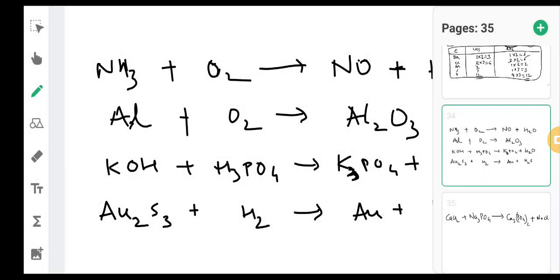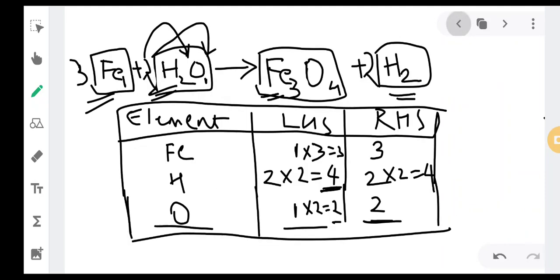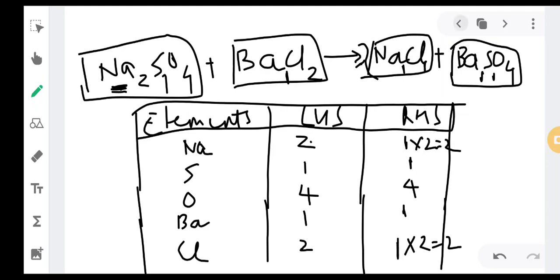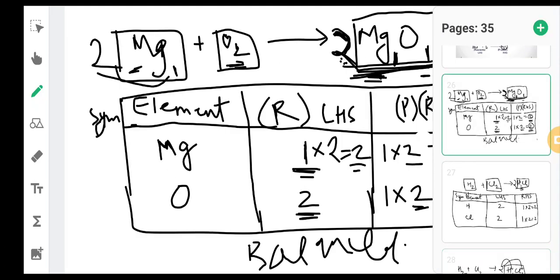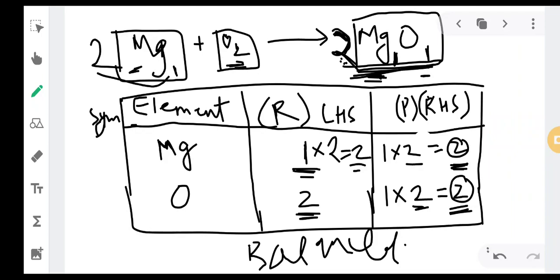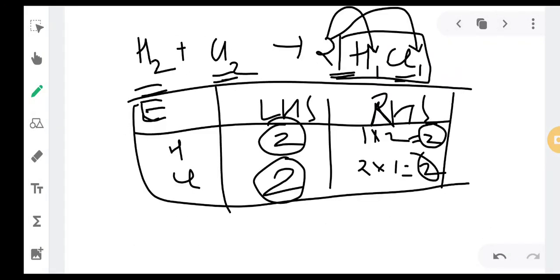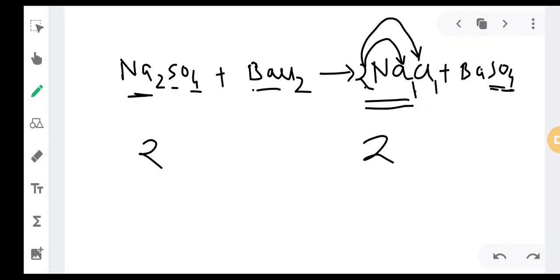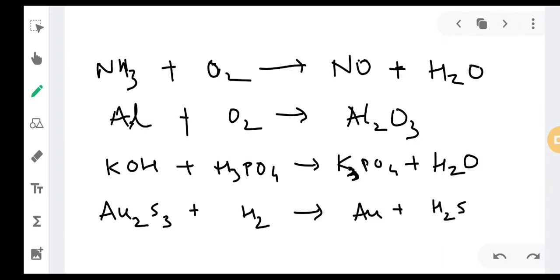What you need to do is solve all this. You have to balance all these chemical equations, and you have to write them in this format. All these reactions, whichever we have balanced, you have to write them down in this format, and send them to me in 2 days as your homework.